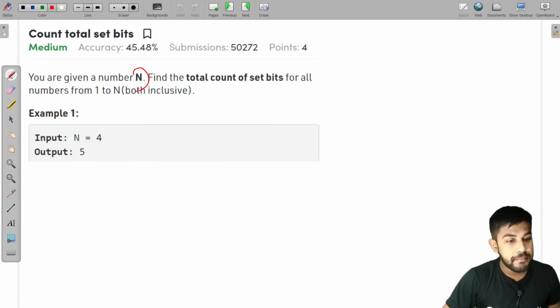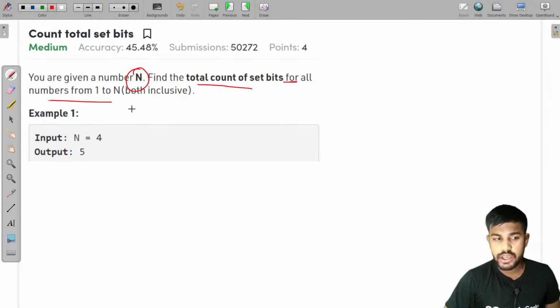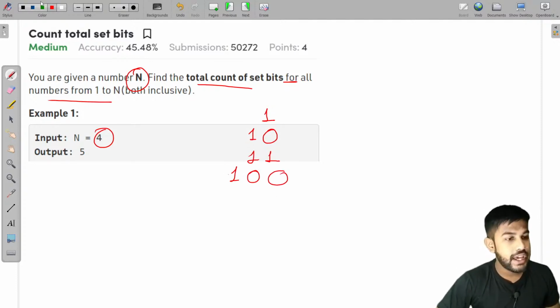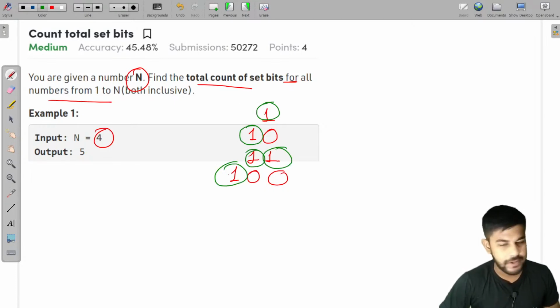You are given a number n and you need to find the total count of set bits for all the numbers from 1 to n. Suppose the number is 4. From 1 to n, we have 1 as 0 1, then 1 0, and then 1 1, and then 4 would be 1 0 0. Now how many set bits are there? We have 1 set bit, 2, 3, 4, and 5 set bits. This is how the answer is 5 here.